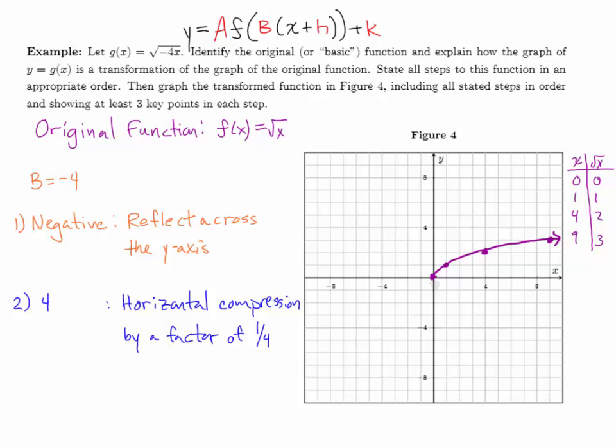Okay, and so for our first step, we're going to reflect across the y-axis. The point 0, 0 will stay put, but the point 1, 1 is going to move over to negative 1, 1. The point 4, 2 is going to flip over here to negative 4, 2, and then the point 9, 3 will flip over here to negative 9, 3. And so that's our first step there.